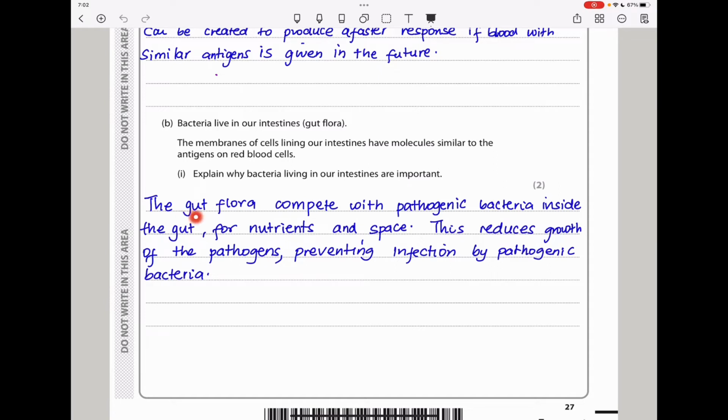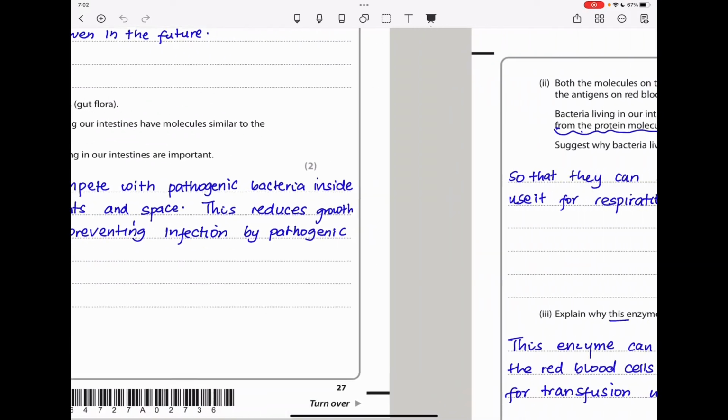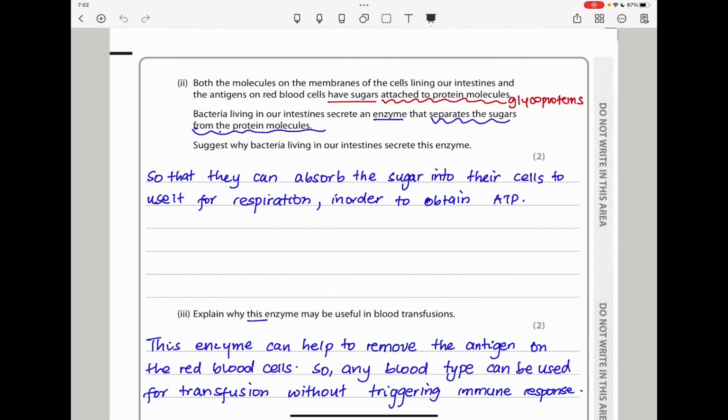So I say that gut flora compete with pathogenic bacteria inside the gut for nutrients and space. You should write this specifically. It's very important. This is what they compete for. And then this reduces the growth of the pathogens, preventing infection by the pathogenic bacteria. Let's continue to the next part. They say, both the molecules on the membranes of the cells lining our intestine and the antigens on red blood cells have sugars attached to protein molecules.